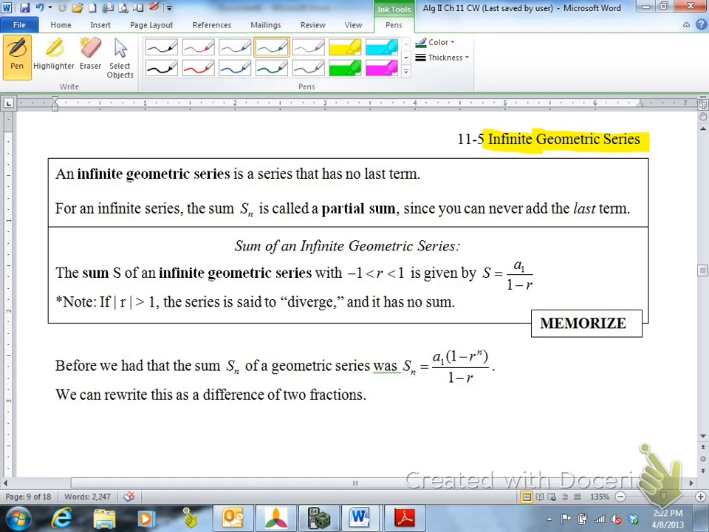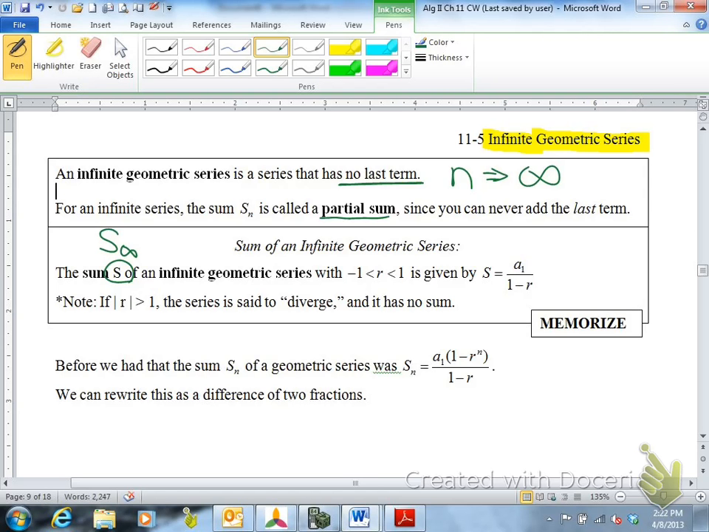So we're going to add an infinite number of terms. An infinite geometric series has no last term. n is approaching infinity. For an infinite series, the sum S sub n is called a partial sum, since you can't add the last term; you don't know what it is, it goes all the way to infinity. The formula is for the sum S of an infinite geometric series. Notice it's just an S, there's no n, because n is infinity.